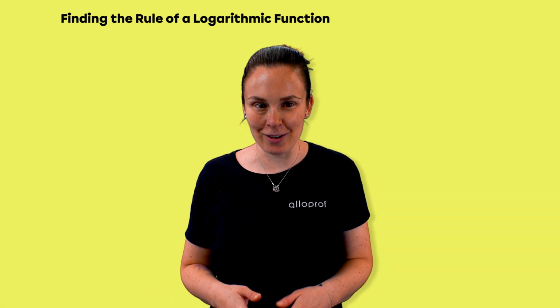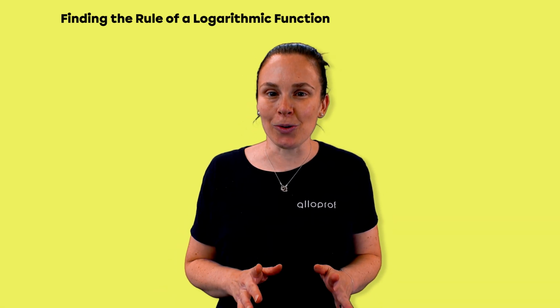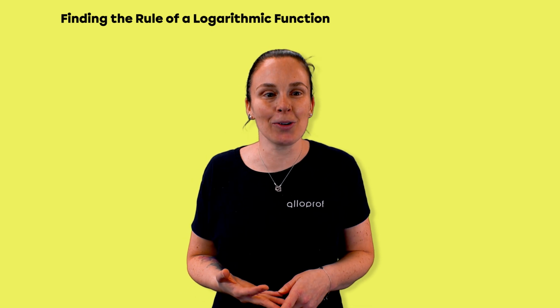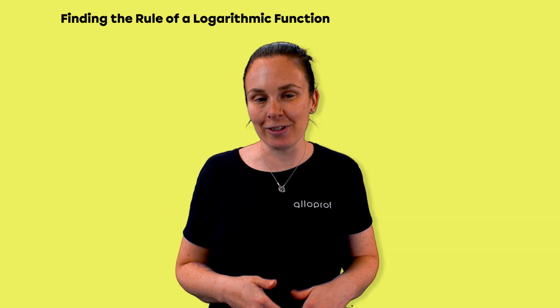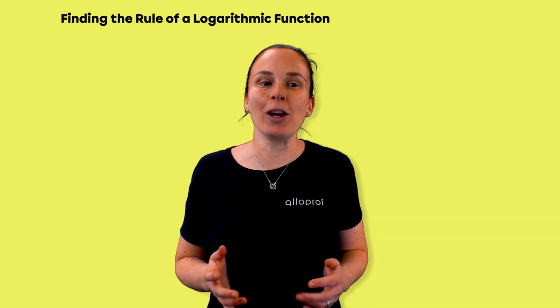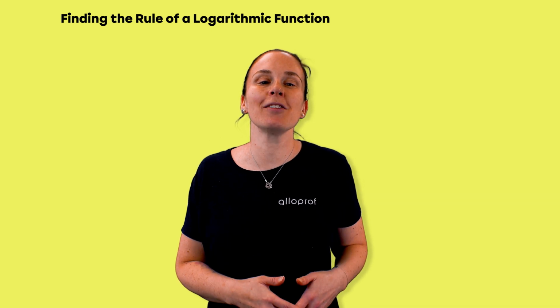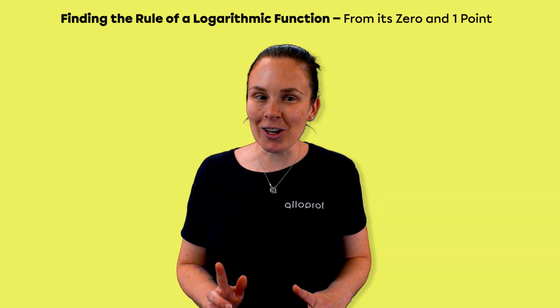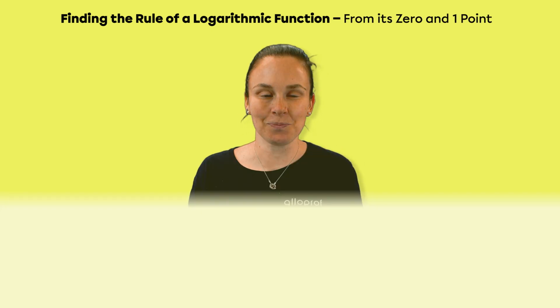This video explains how to find the rule of a logarithmic function from its graph. To do so, we need to know the equation of the asymptote and at least 2 points that belong to the function. In this video, one of the 2 given points corresponds to the function's 0. Before starting, let's review a few things.